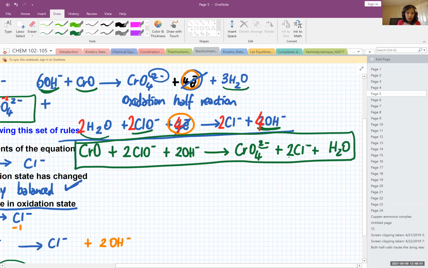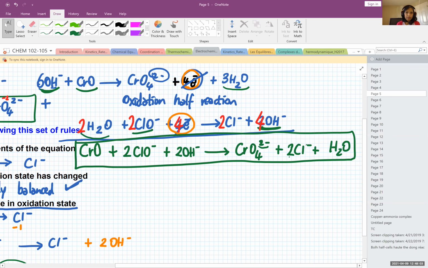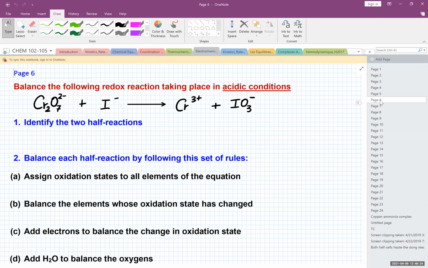Any questions or comments? Yeah, Professor, I have a question. Mhm. If this reaction were under acidic conditions, I don't know if that's where you're going next, but what would we add instead of OH negative?